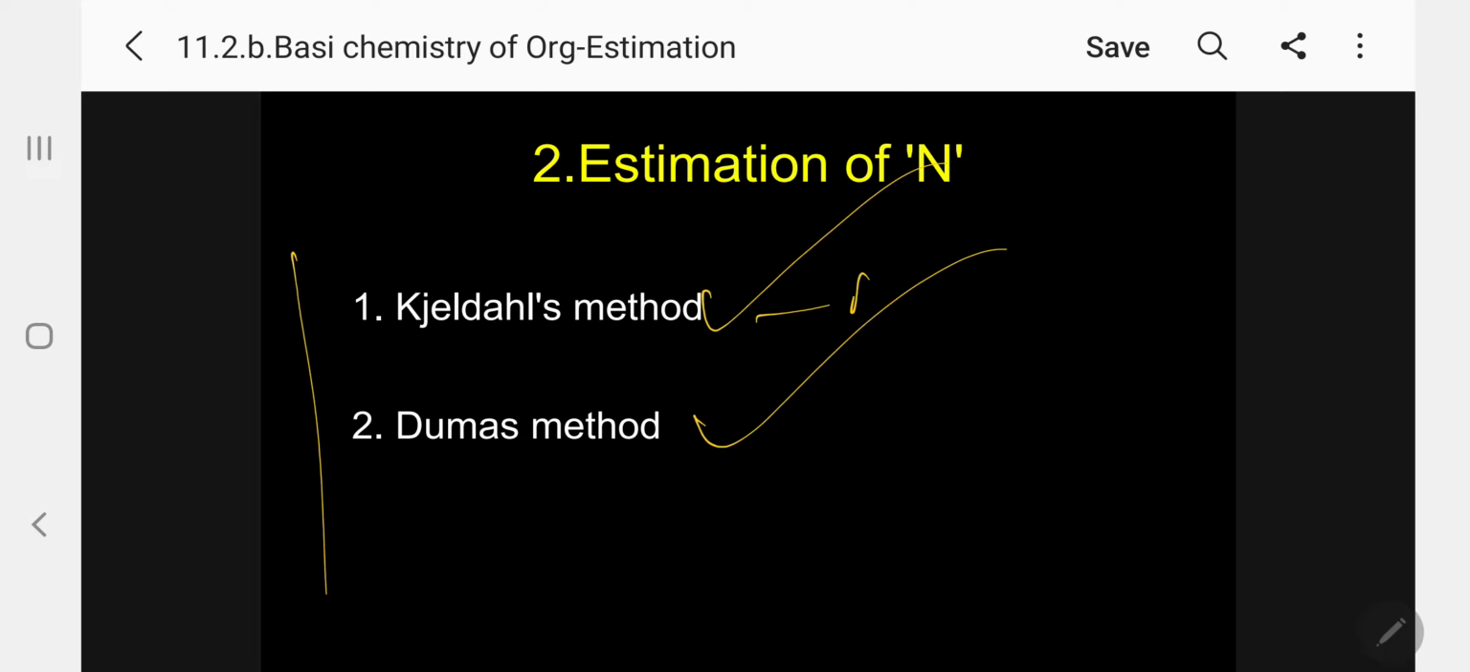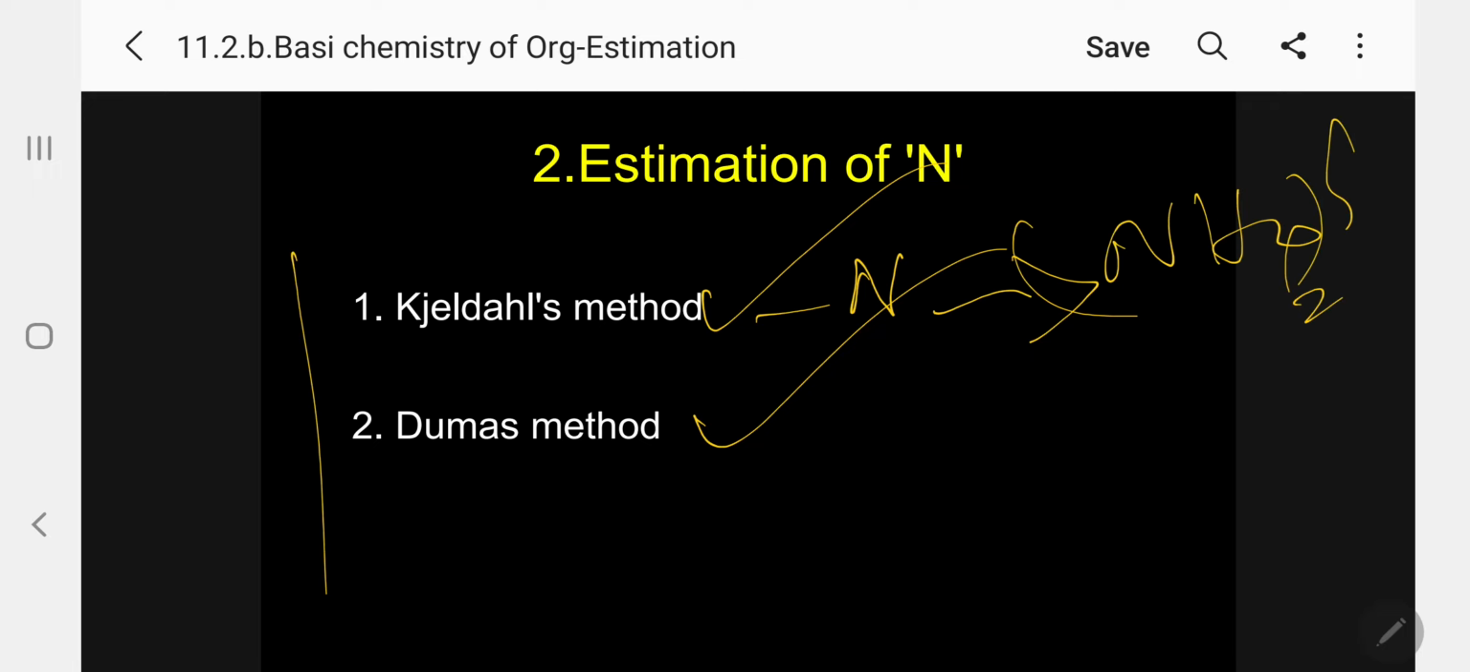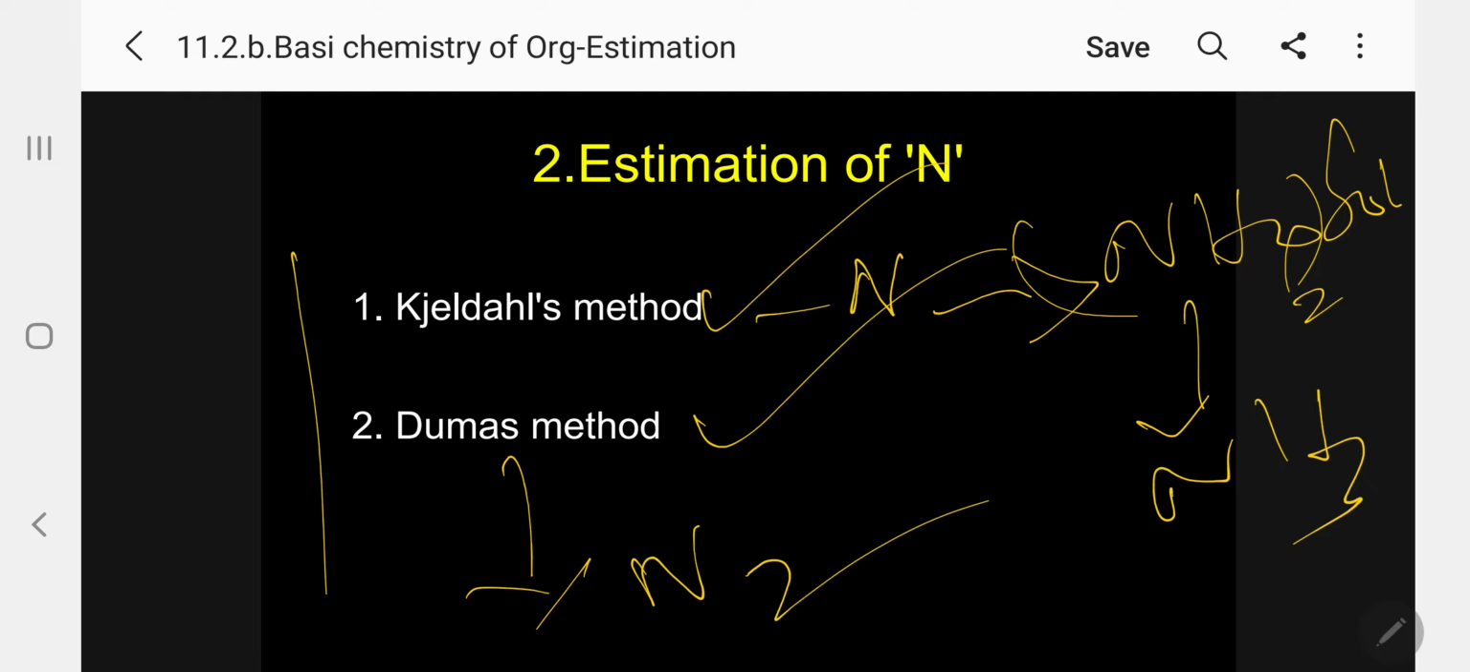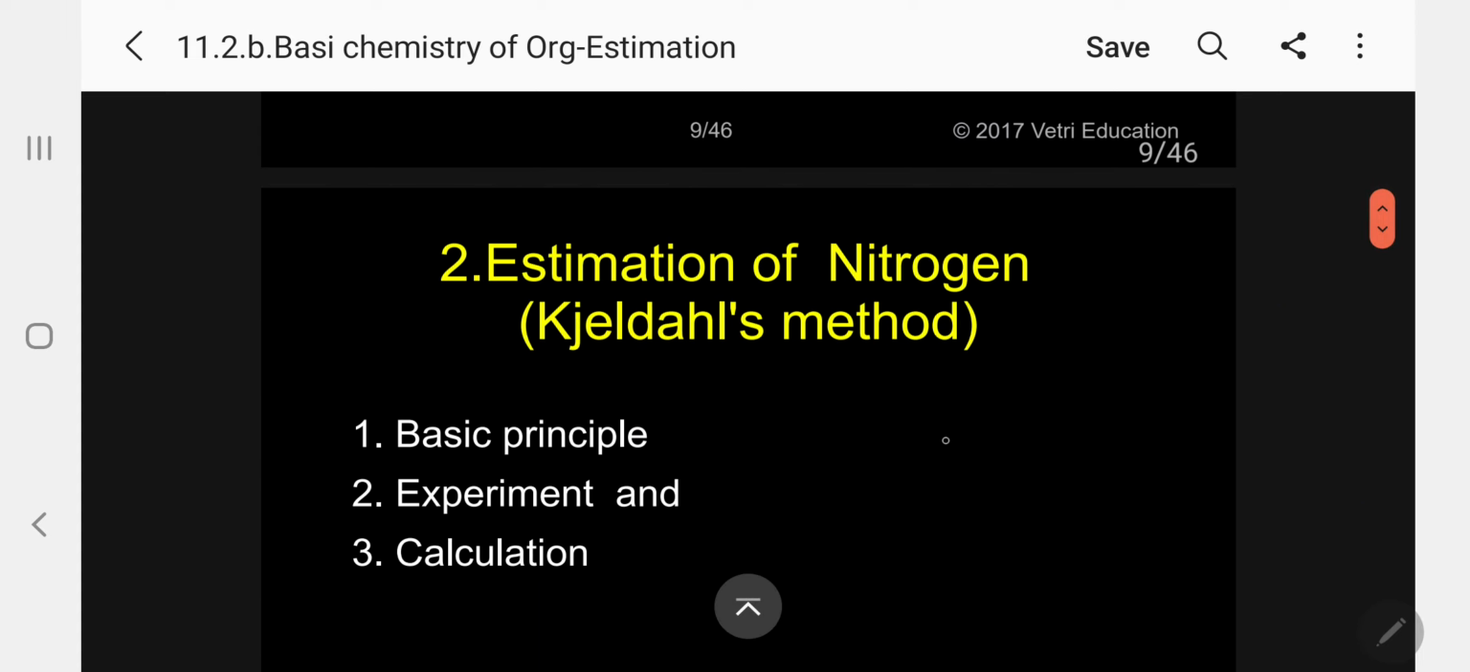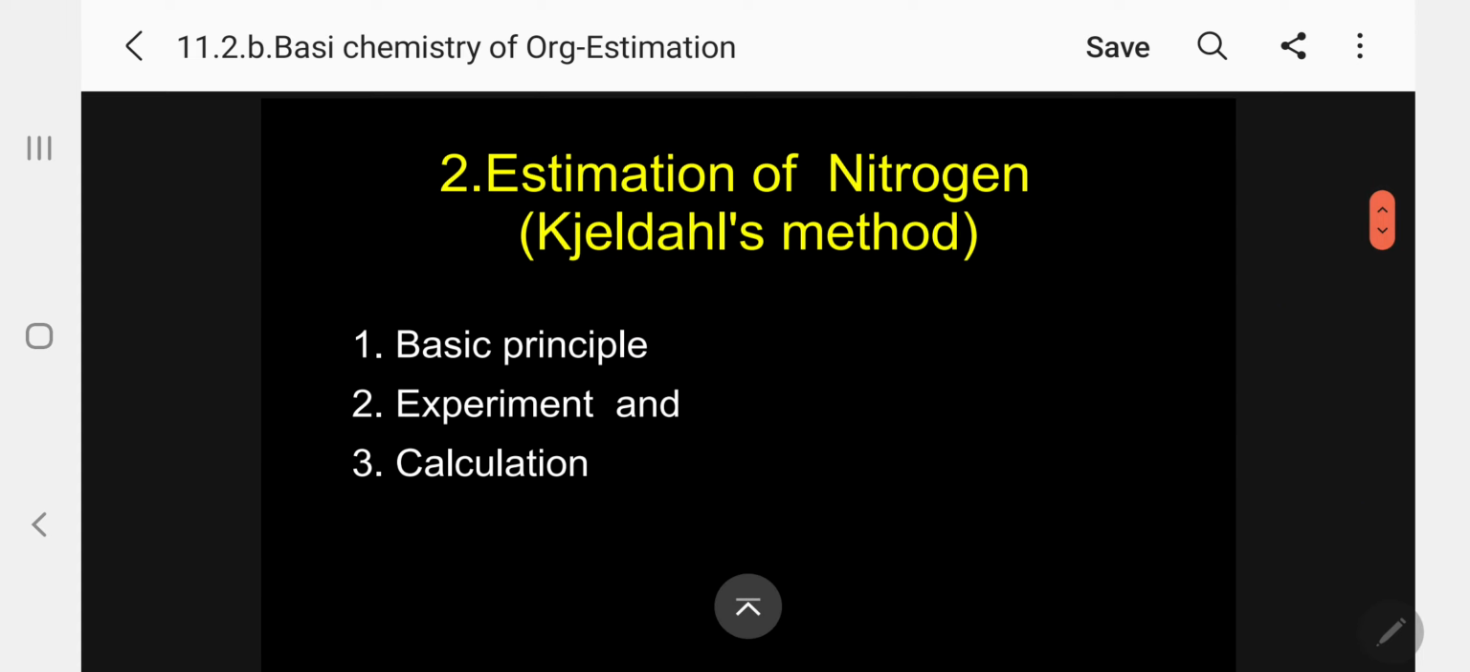In Kjeldahl's method, nitrogen is converted into ammonium sulfate. Kindly follow. Then ammonia will be liberated from that and estimated. Whereas in the Dumas method, nitrogen is converted into nitrogen gas, and from that the percentage of nitrogen is determined. Let me take Kjeldahl's method first. As usual, the basic principle, experiment and calculation.